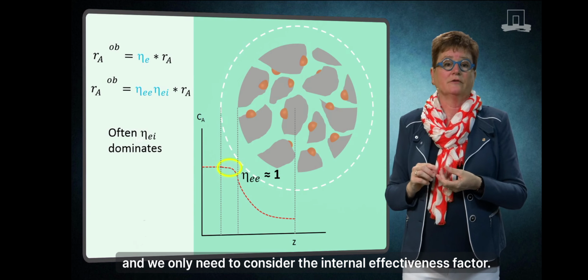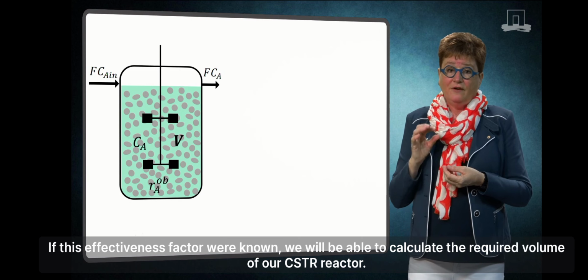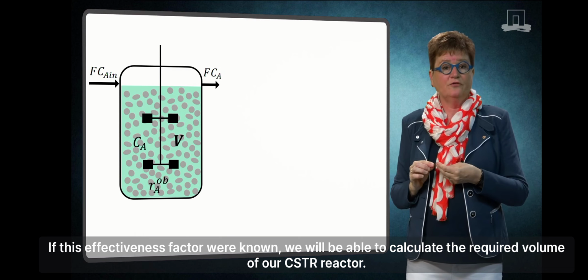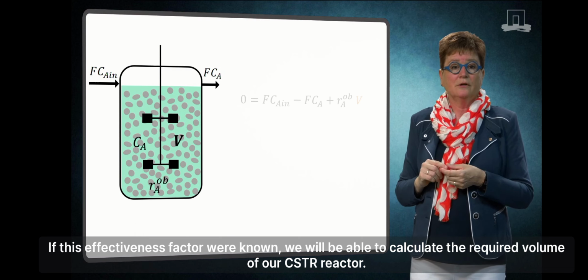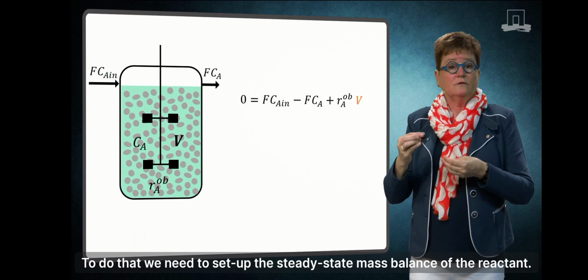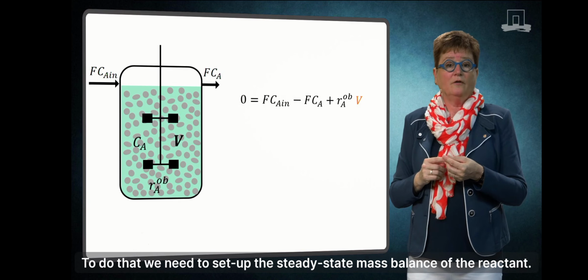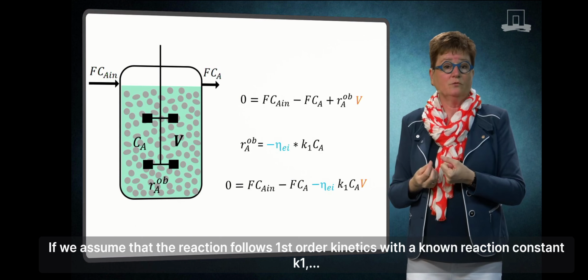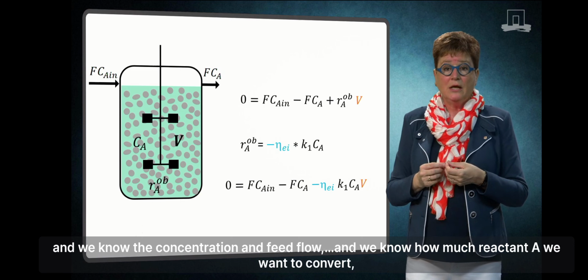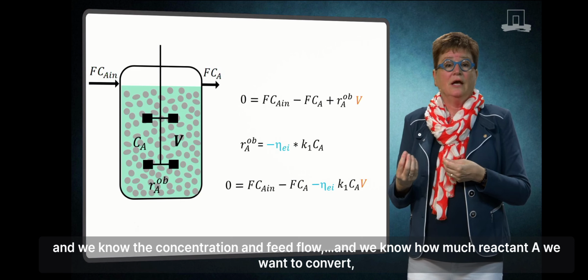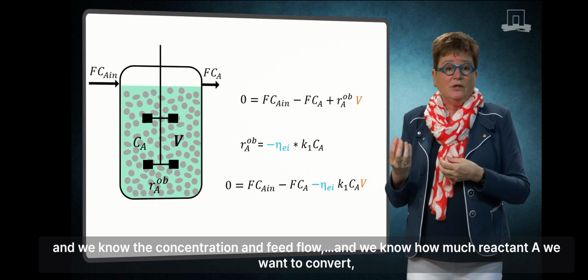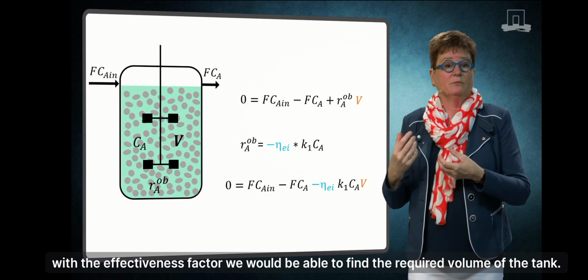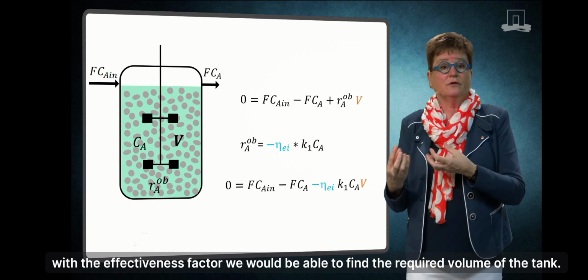And because of that, the external effectiveness factor can be regarded as 1, and we only need to consider the internal effectiveness factor. If this effectiveness factor were known, we would be able to calculate the required volume of our CSTR reactor. And to do that, we need to set up the steady-state mass balance of the reactant. So if we assume that the reaction follows first-order kinetics with a known reaction constant K1, and we know the concentration and feed flow, and we know how much reactant A we want to convert with the effectiveness factor, we would be able to find the required volume of the tank.